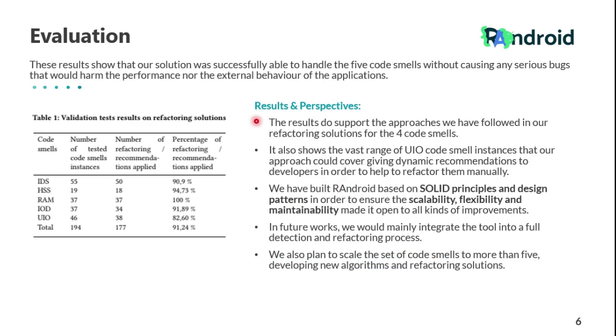Our solution managed to fix 50 out of 55 IDS instances, 18 out of 19 HSS instances, 34 out of 37 IOD instances, and all RAM instances. It also managed to give dynamic recommendations for 38 UIO instances out of 46. Overall, our solution managed to cover 91.24% of the code smells. Therefore, I think it's fair to say that our solution was successfully able to handle the 5 code smells without causing any serious bugs that would harm the external behavior of the applications.